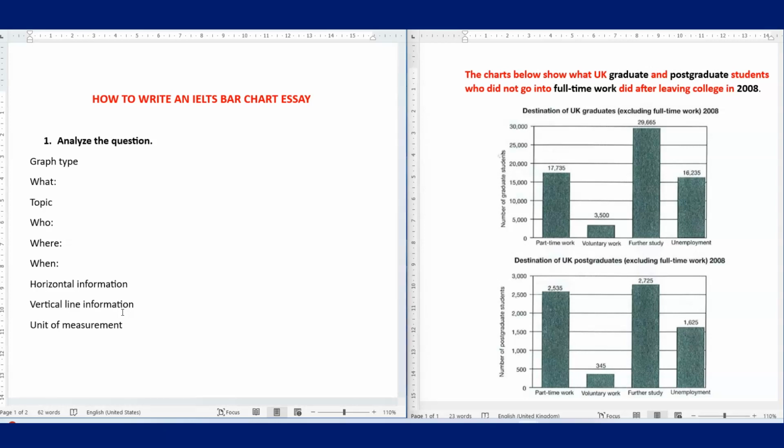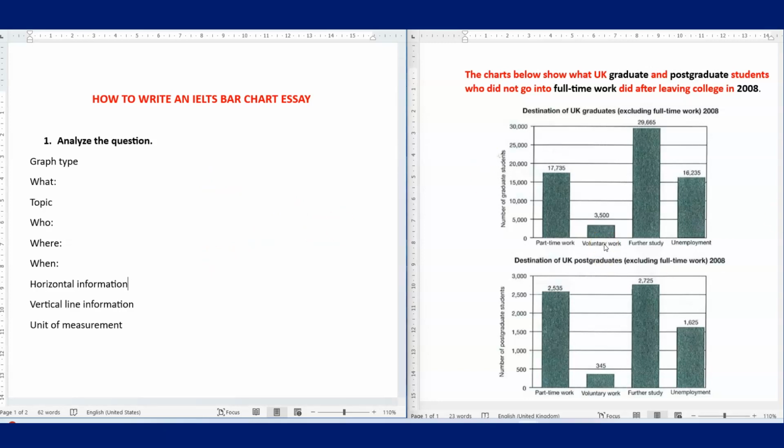So we have that information, that the vertical line actually holds the number of students who are within those particular categories. What is the unit of measurement here? So we know that it is the number of people. Okay, so the number of students, just the number of students in it. Okay, so you have been able to analyze this question. We have the full idea.